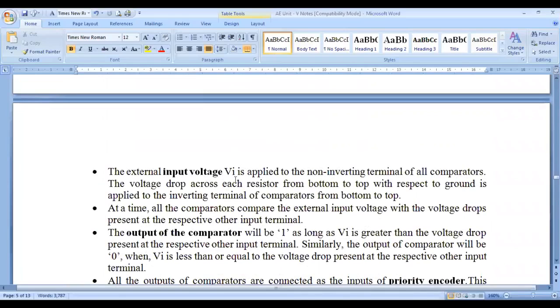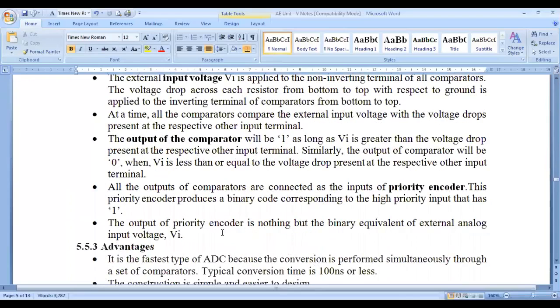The external input voltage is applied to the positive terminal of all the comparators. Now comparison takes place. The output of the comparator will be 1 as long as Vi is greater than the voltage drop across the resistor. But the output of the comparator will be 0 when Vi is less than or equal to the voltage drop. Now all the outputs of the comparators are connected to the input of the priority encoder.